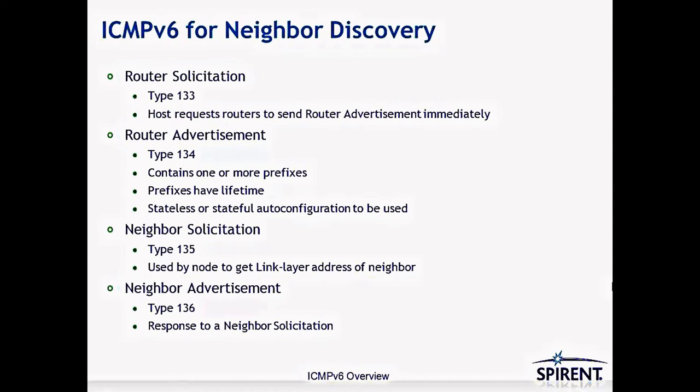ICMPv6 provides a control plane framework for a variety of different types of functions. Specifically for neighbor discovery, there are router solicitation, router advertisement, neighbor solicitation, and neighbor advertisement messages, and you can see on this slide the various type values that depict that. A router solicitation gives a host the capability to request routers to send router advertisements immediately. Otherwise, router advertisements are sent unsolicited by routers periodically. There will be more discussed about neighbor discovery in a separate topic of this Demystifying IPv6 course.